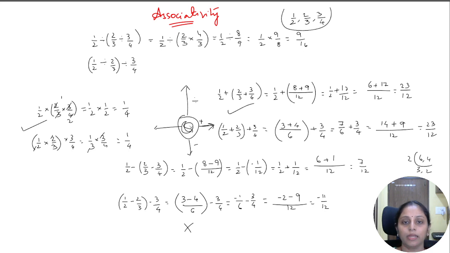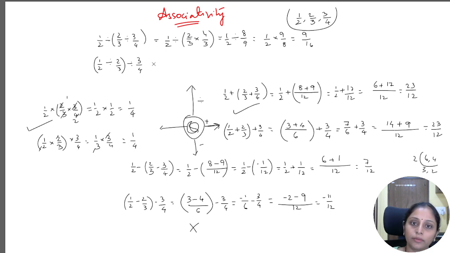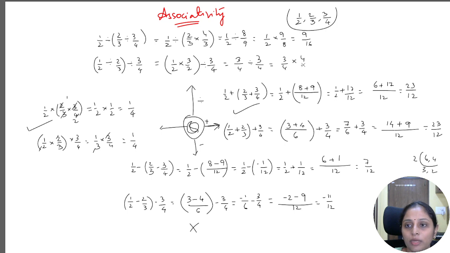by 16, right? Whereas here I'm going to get 1 by 2 into 3 by 2 divided by 3 by 4, which is equal to 3 by 4 divided by 3 by 4. This is equal to 3 by 4 into 4 by 3. Now this is again equal to 1, right? So here you will see that division is not associative for the set of rational numbers.